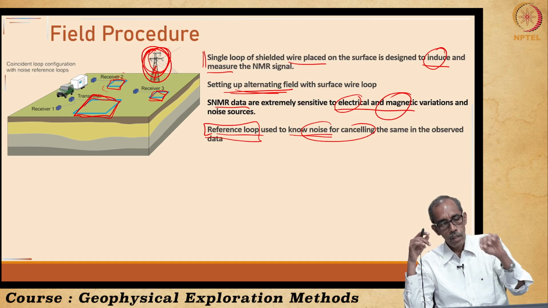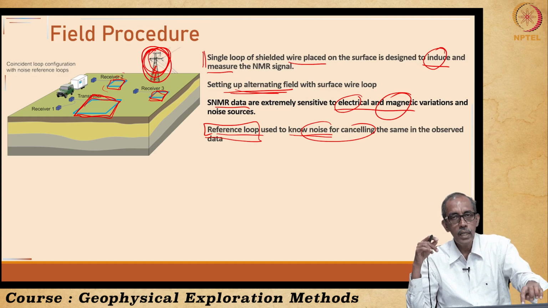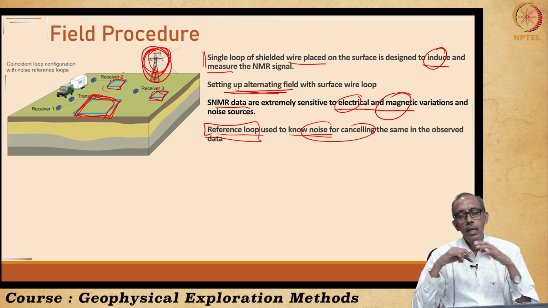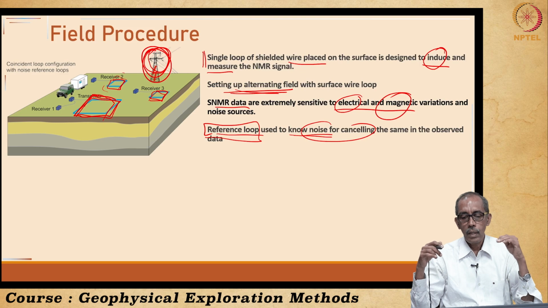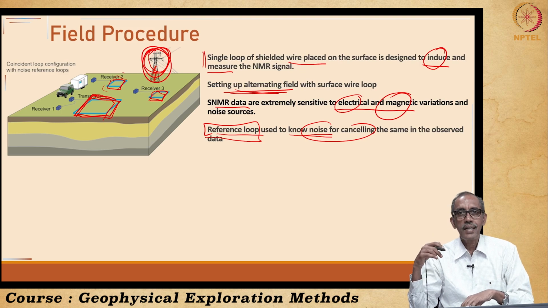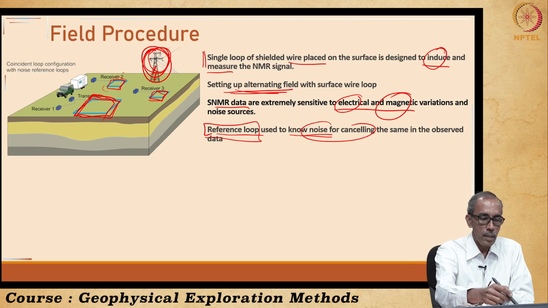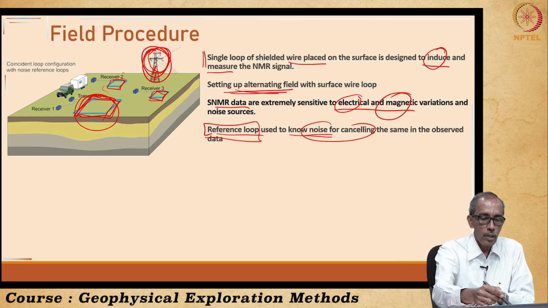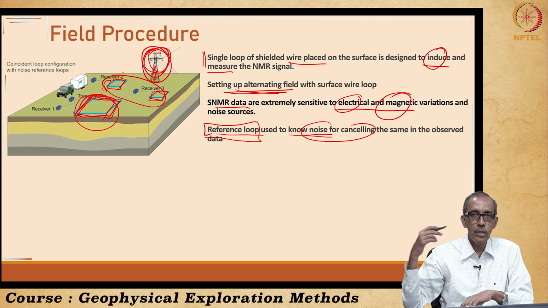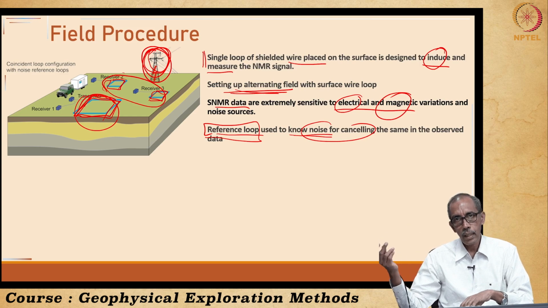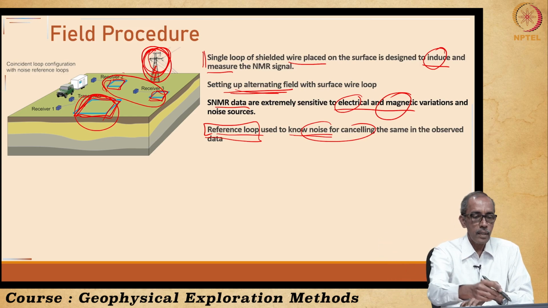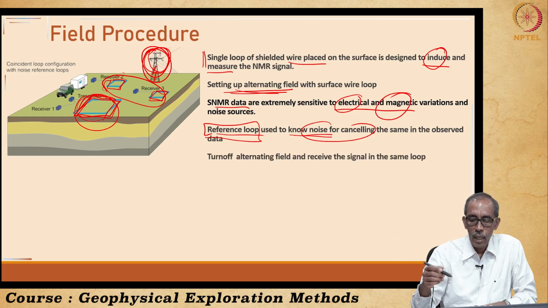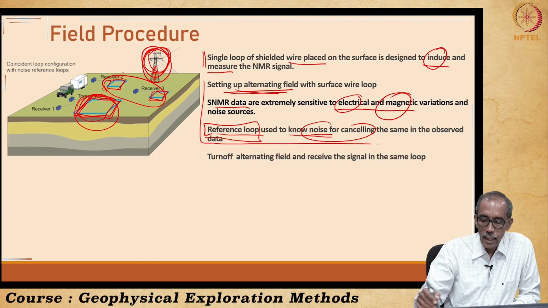So, what do we mean by noise? Noise is obtained without our generating any radio frequency. Since we have both, we will be able to correct the data which we have observed using the NMR instrument. How? Because by making use of two reference loops, we know the noise level, that is we know the background level. So, that will be subtracted from the data which we get from the field investigation. This is the noise cancellation part.